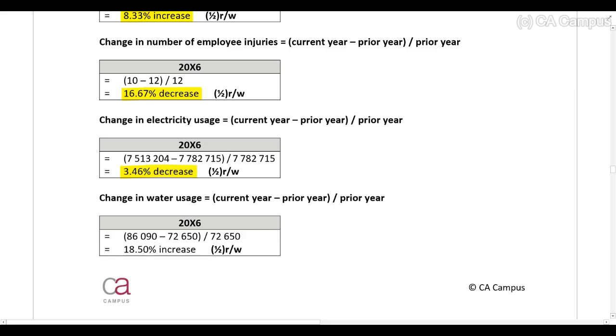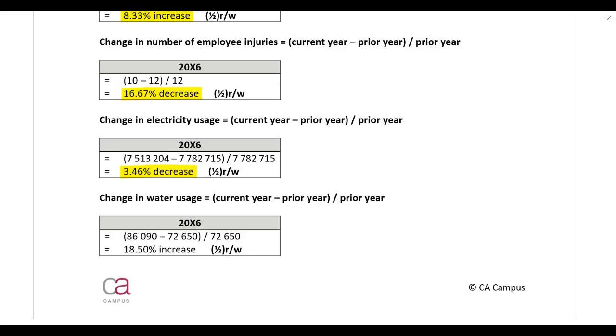Now, something that you can benchmark this to, guys, is the movement in revenue or production. Now, we don't have production volumes. Production is ideal because obviously if they produce more, they should be using more water and electricity. If they produce less, they should be using less water and electricity. We don't have production volumes. However, we do know that revenue deteriorated from the prior year to the current year.